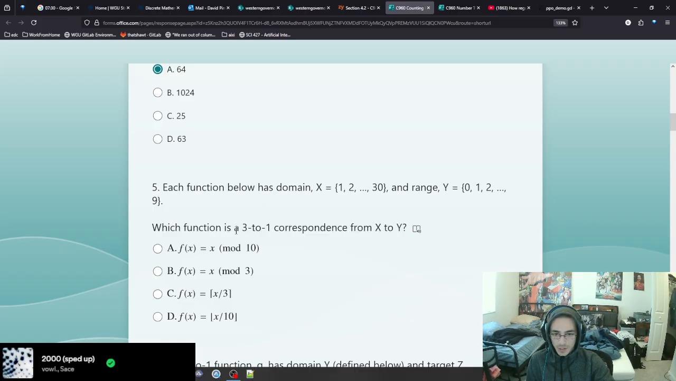So it says, which function is the correspondence from x to y? So from x to y. So we're supposed to go from 30 items to the 10.